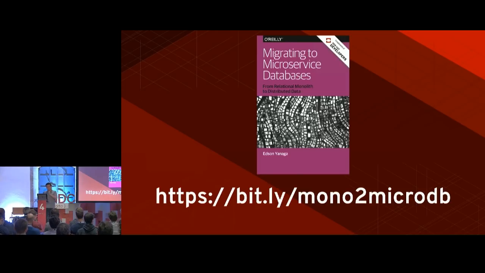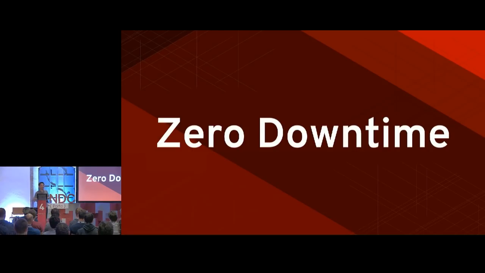But since we have to discuss the subject, migrating to microservice databases, I'd like to start with zero downtime. When we're talking about DevOps and microservices, of course, if you want to be really able to deploy smaller batch sizes and have more frequent releases into production, we need zero downtime. We're not allowed to just shut down all services because somebody is updating one microservice in production.